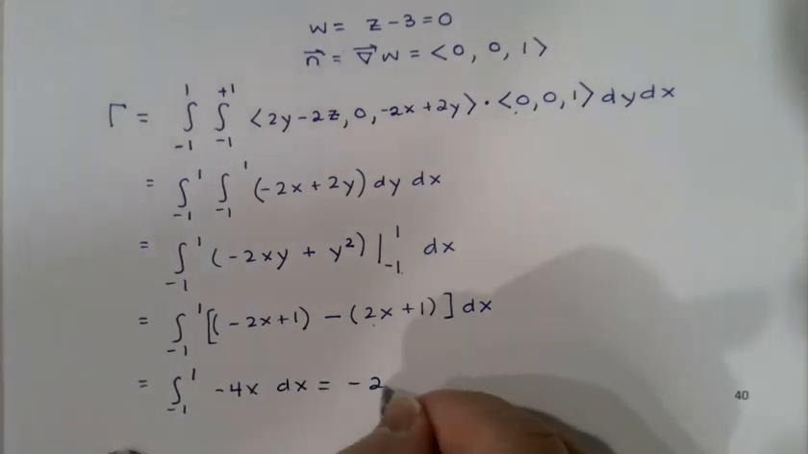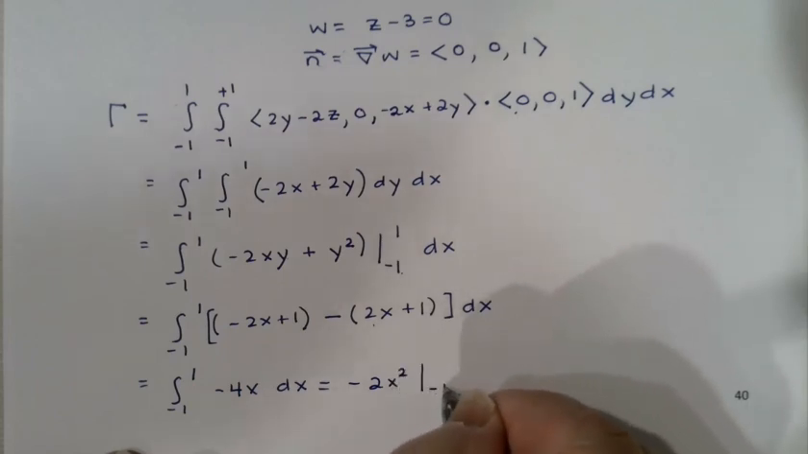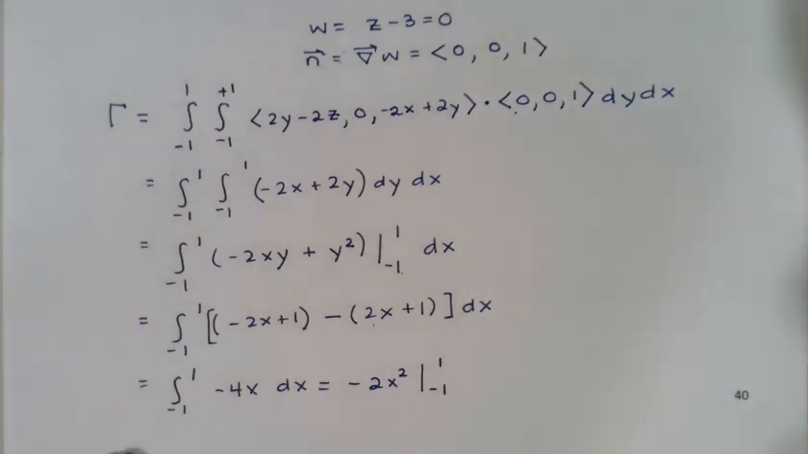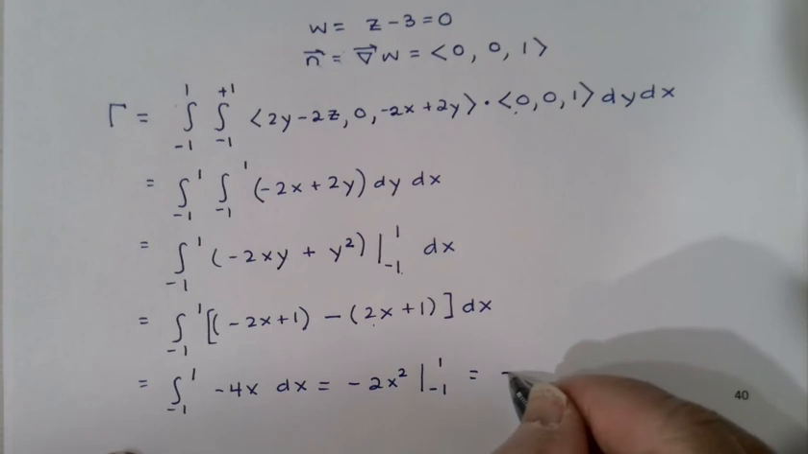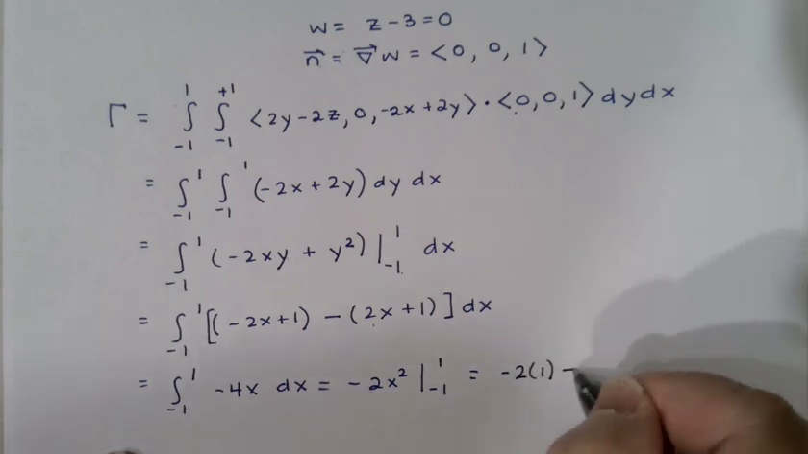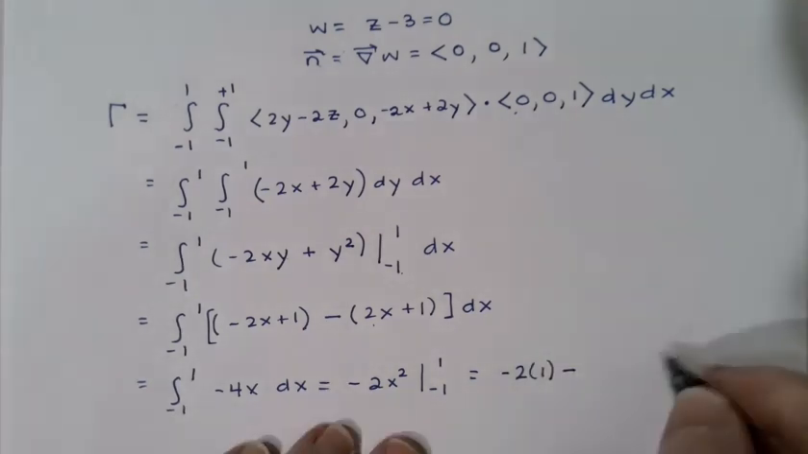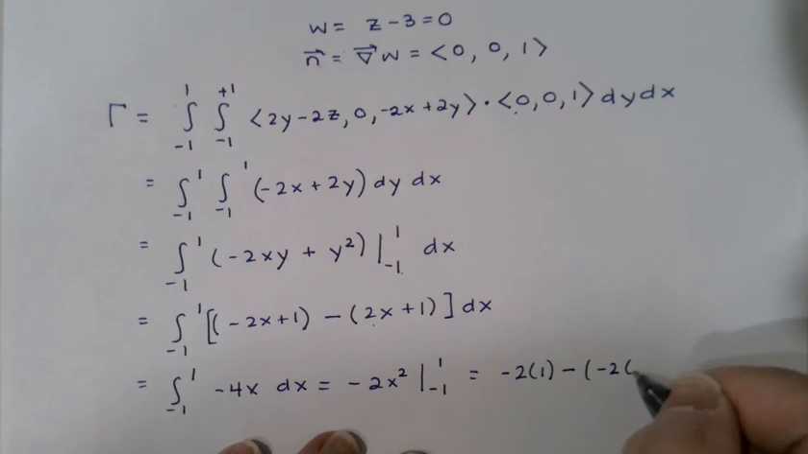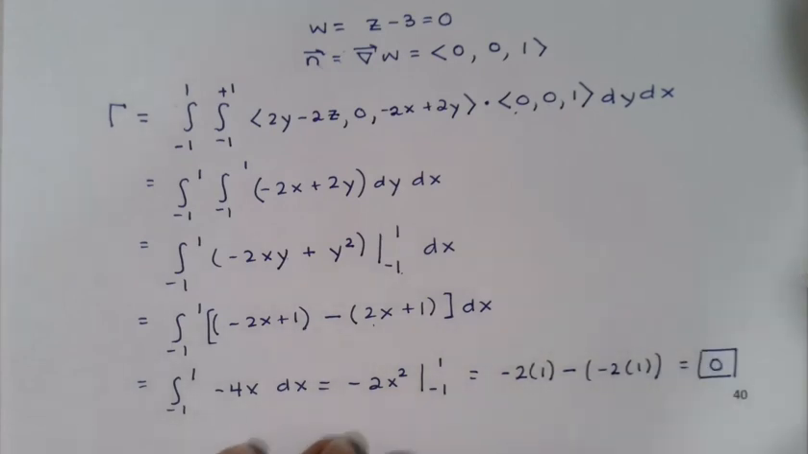So I've got a negative 2x squared from negative 1 to 1, which would be negative 2 times 1, subtract negative 2 times 1. And I therefore get 0 for my circulation on that square path. All right, that brings us to the end of section 14.7.